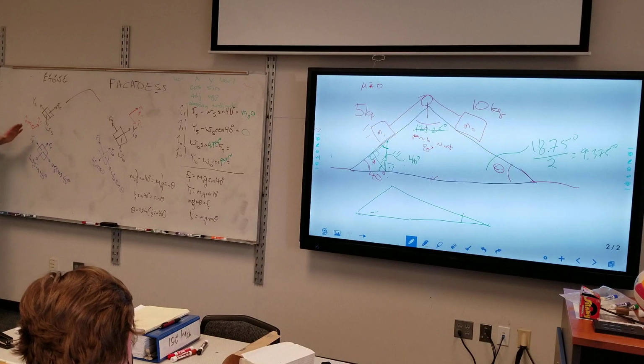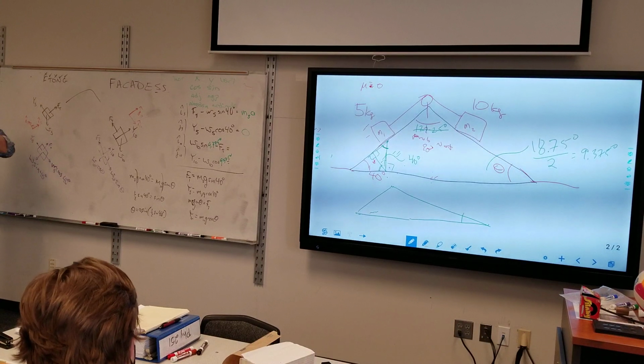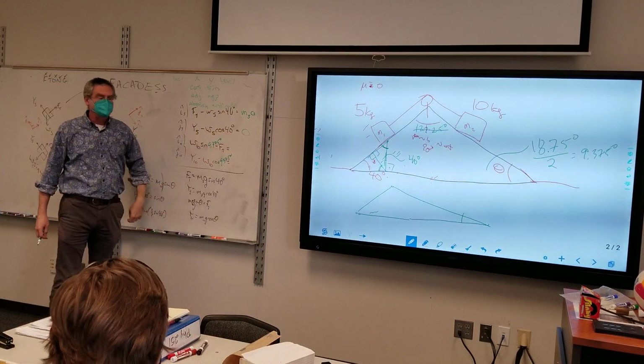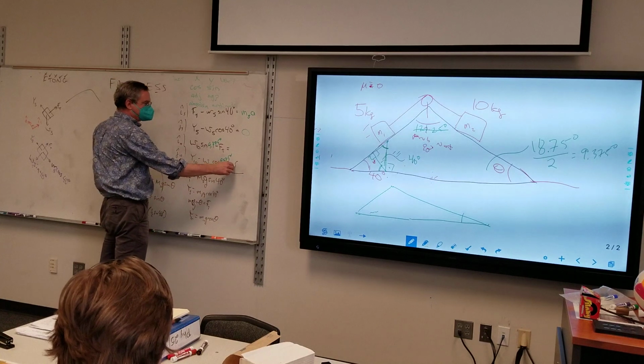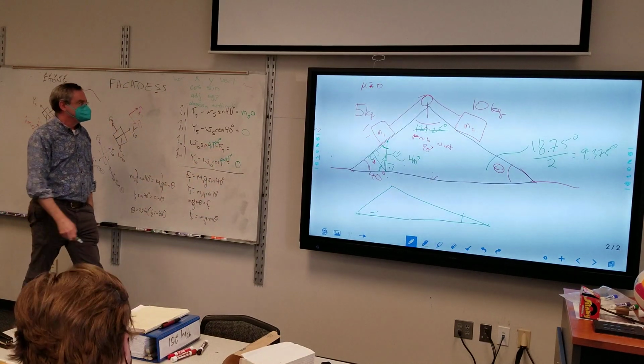Because the acceleration is along the ramp, it's not perpendicular to the ramp. Again, we pick our coordinate system, hopefully with the idea that one of these will be equal to 0. And likewise, that'll also be 0. So this one, M10A.